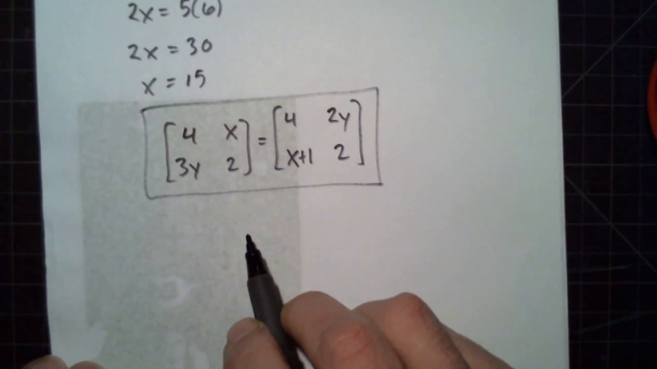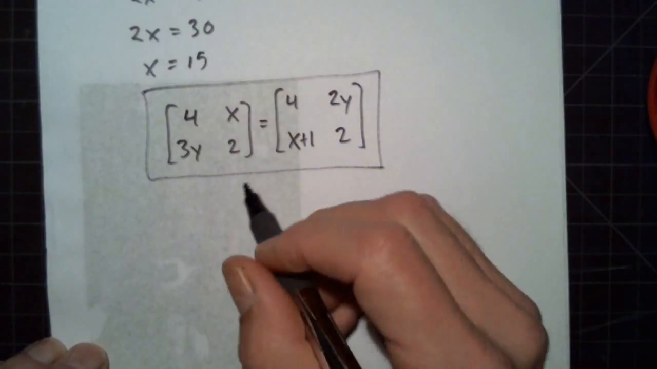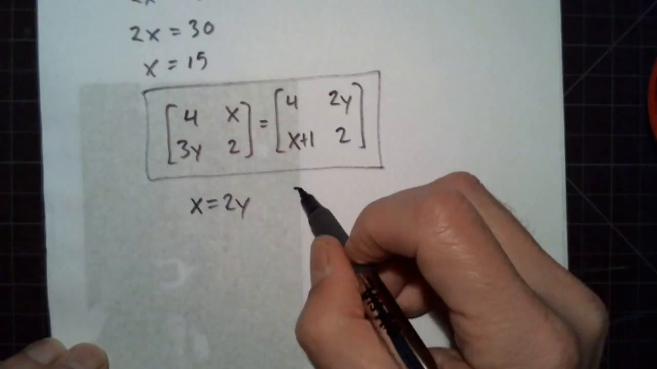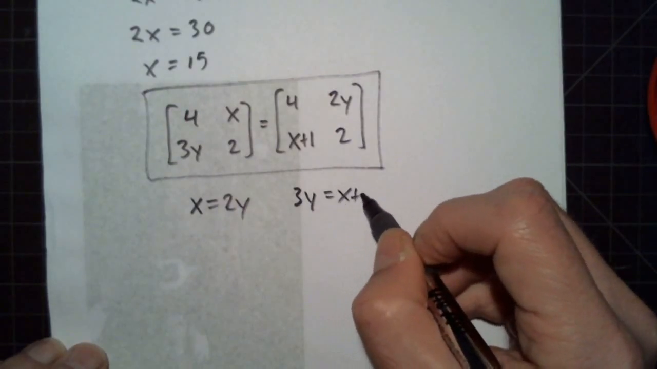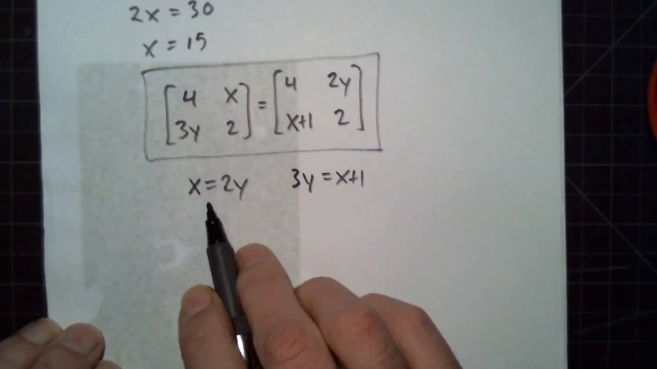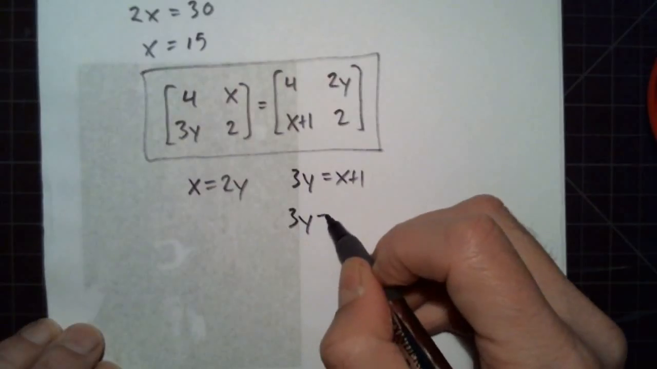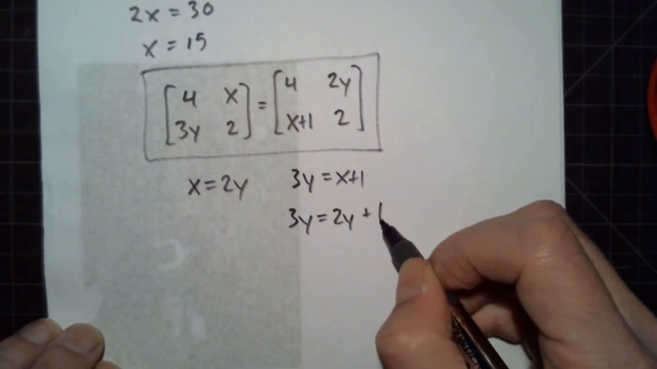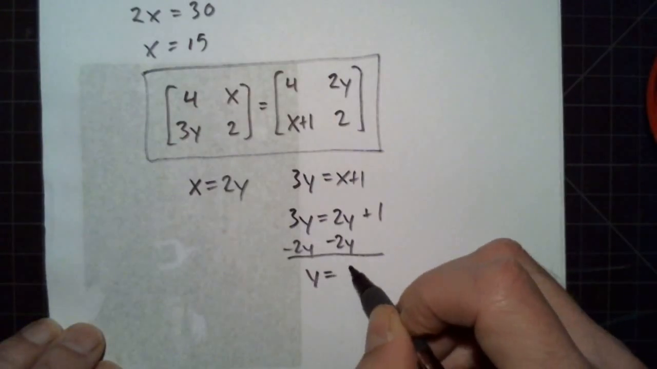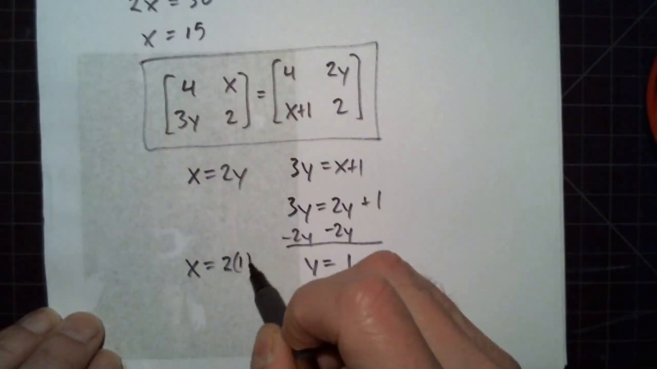And pause the video and try that one. We have x is equal to 2y, and 3y is equal to x plus 1. So if we have x isolated, then we could put 2y in place of x. 3y equals 2y plus 1. y equals 1. And x equals 2 times 1.